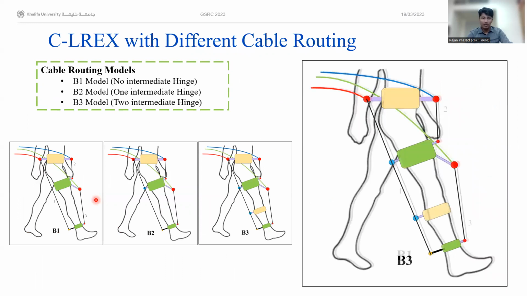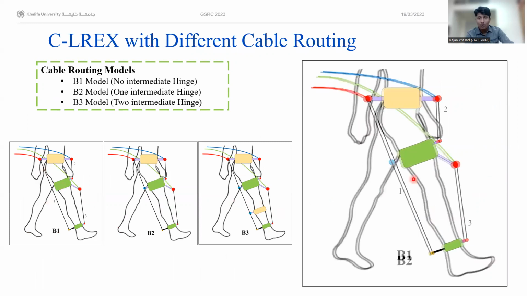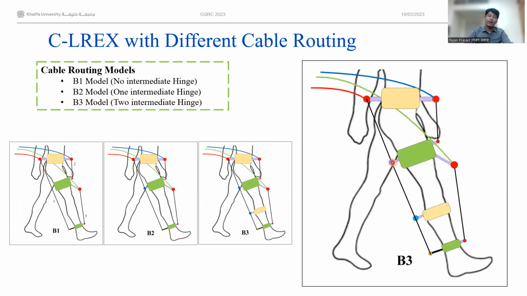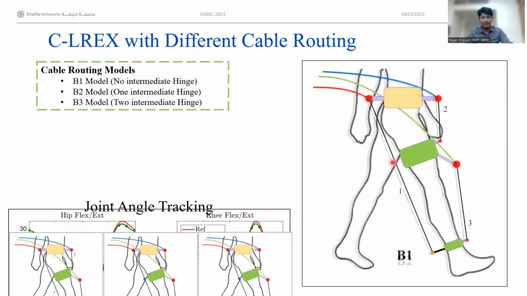We came up with three models. In the first model, we have a long cable alone. Then we put one intermediate hinge to guide the cable. And second, we put two intermediate hinges to guide the cable. These hinges in blue will only guide the cable, providing free movement of the cable through themselves.